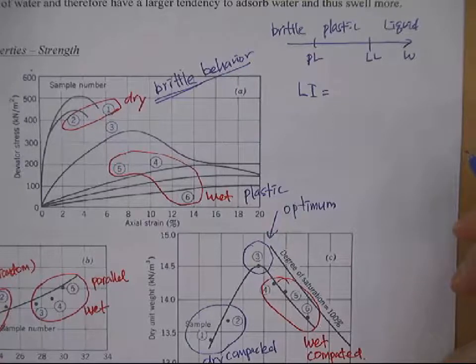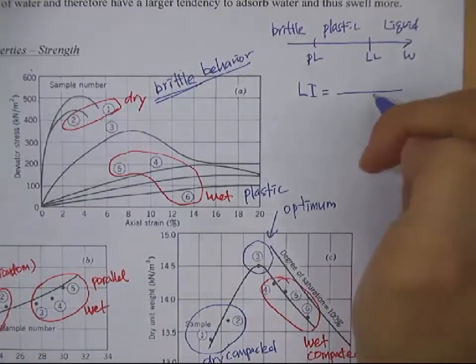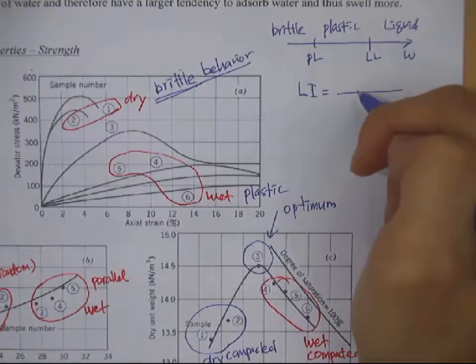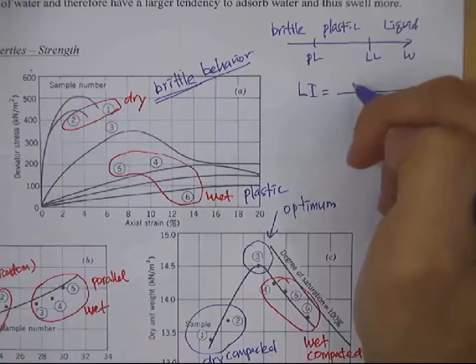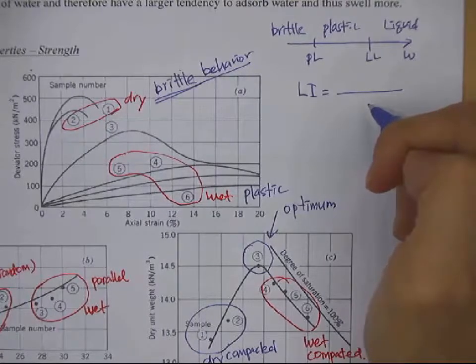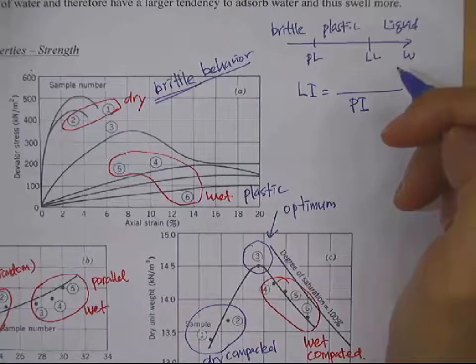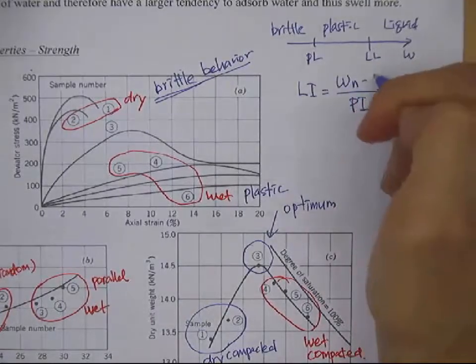PL minus LL? Start with the numerator. Do you remember? The denominator? PI. The numerator? Natural water content minus plastic limit. Right? Natural water content minus plastic limit.